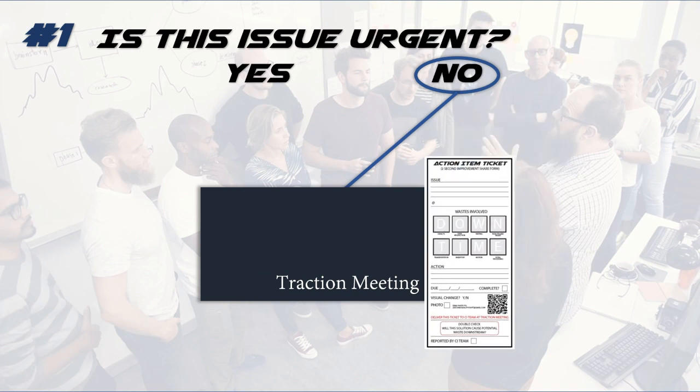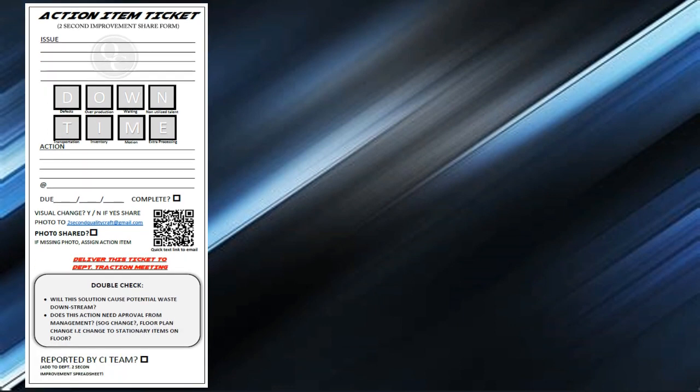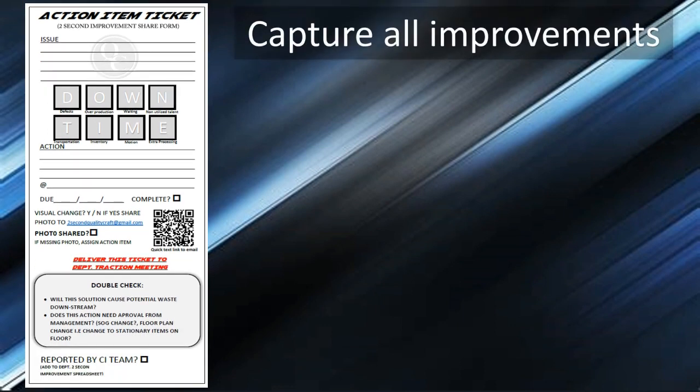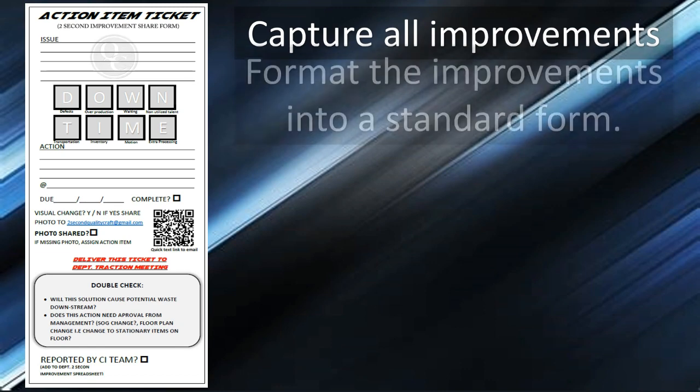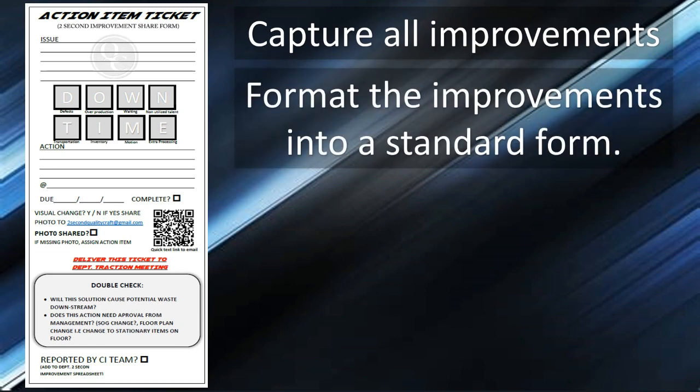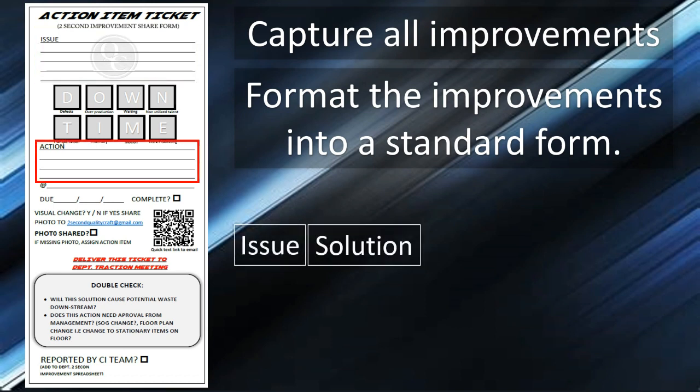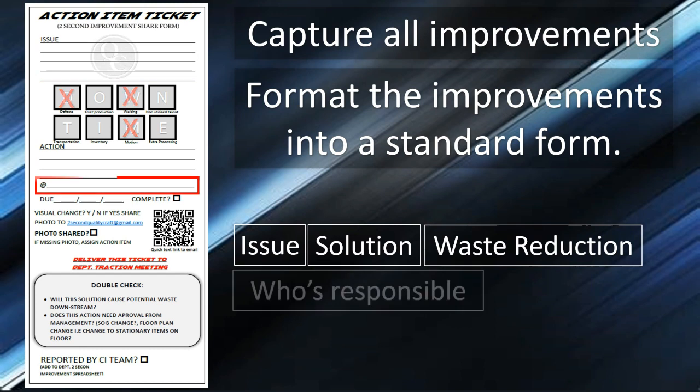Okay, so now let's explain how an action item ticket works. The action item ticket serves two main purposes. Number 1, it is to capture all of our improvements in one place, so that we can measure our rate of continuous improvement. The second purpose is to standardize the way this happens by formatting the improvements into a standardized form. This form captures the issue, the solution, the waste that will be reduced, who is responsible to act on the solution, and when it should be done.